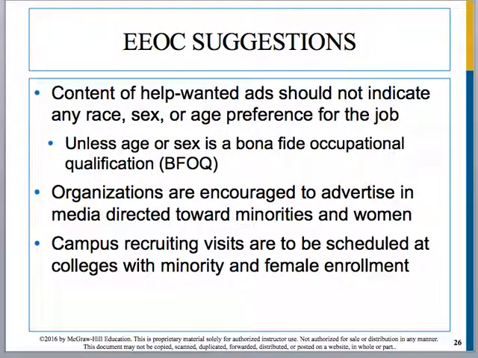So here are some suggestions. Make sure that when you're placing an ad for an open position, it is not indicating any particular race, sex, or age preference for that job. The only thing you could say when it comes to age is if you happen to be working in a business or an industry that is not appropriate for minors, right? You could say you have to be 21 and over.